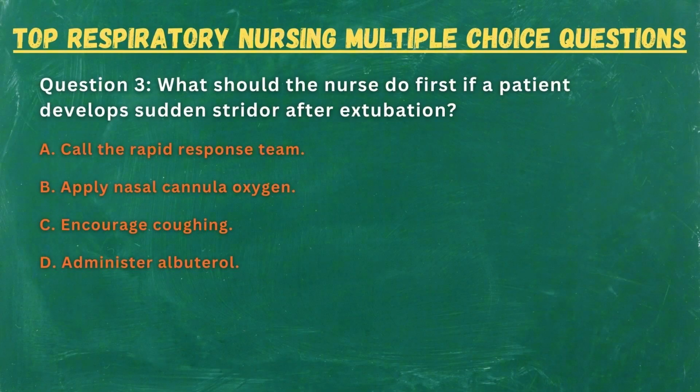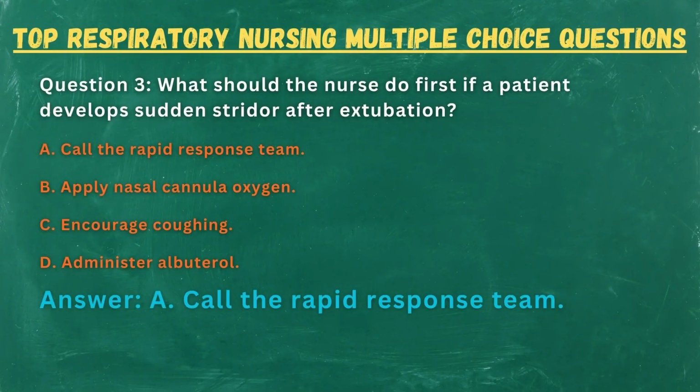Question 3. What should the nurse do first if a patient develops sudden stridor after extubation? A. Call the rapid response team. B. Apply nasal cannula oxygen. C. Encourage coughing. D. Administer albuterol. Answer. A. Call the rapid response team.